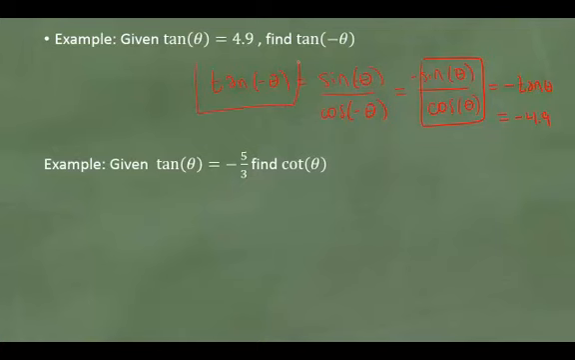And this also gives us the rule for tangent. Tangent of negative theta, just like sine, is equal to negative tangent theta. And we just showed why. What about tangent of theta is equal to negative 5/3? What does that tell us about cotangent theta? Well, that tells us that cotangent theta is equal to 1 over tangent theta, or 1 over negative 5 over 3, or, since that's just the reciprocal, negative 3 over 5.